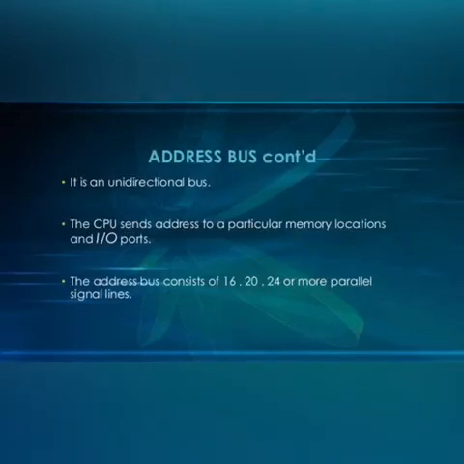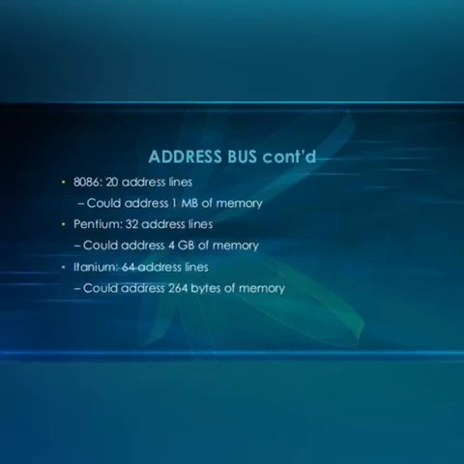The CPU sends addresses to a particular memory location and I/O paths. The address bus consists of 16, 20, 24 or more parallel signal lines. For the 8086, 20 address lines could address 1 MB of memory. The second one is the Pentium: 32 address lines could address 4 GB of memory. Itanium has 64 address lines, which could address 2^64 bytes of memory.